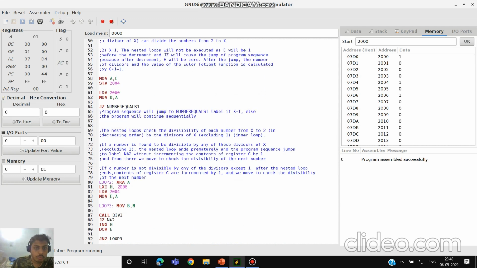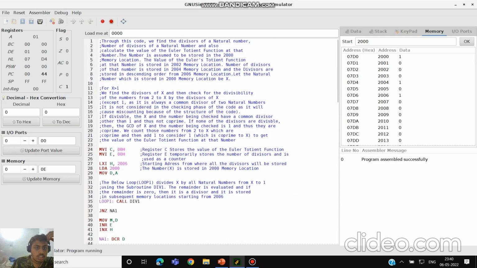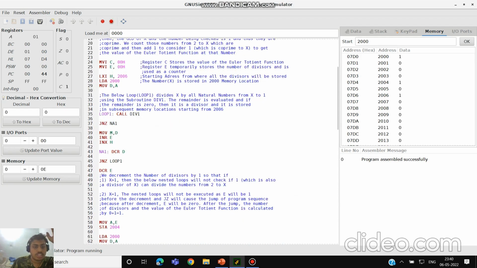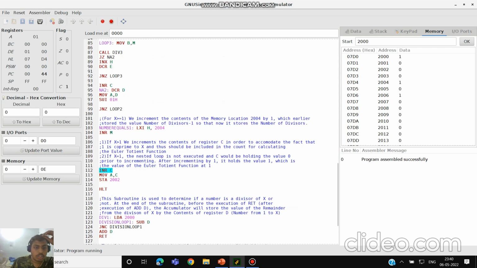Also, C was not tampered anywhere, as you would realize in here, because we were just counting the number of divisors up till now. So now when we do the code of increment C and store it to 2002, it correctly calculates the value of psi of 1. So now the program halts. We have psi of x, I should say, the number of divisors of 1 or x, and the divisors of 1 or x at 2006. So that is the case.